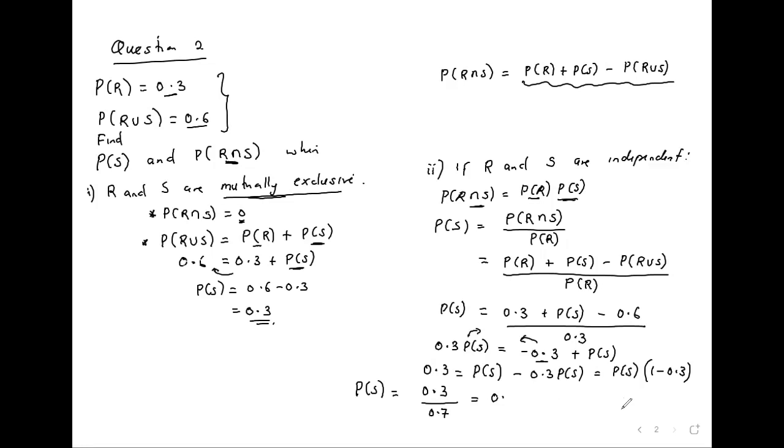And then the probability of S, we factorize it now, we'll have 1 minus 0.3 remaining. So we'll have the probability of S is equal to 0.3 divided by 0.7. And this is equal to 0.4285, something like 0.43. Because we do independent, that is not zero product.